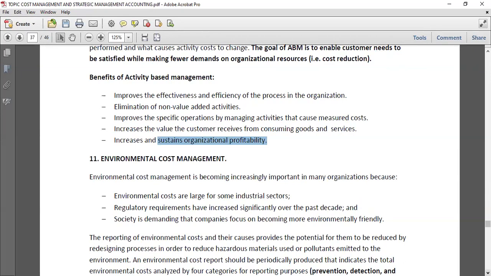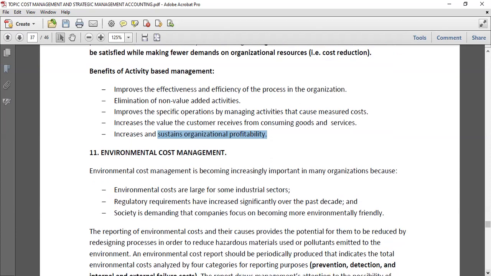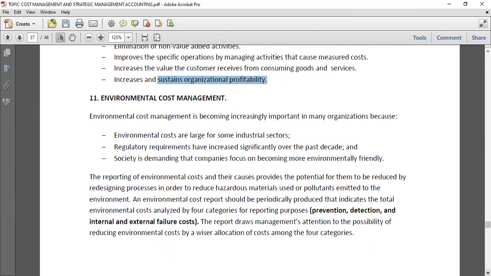So as management accountants, we should also take into consideration that we are accounting for any of these costs, monitoring them, and even looking at a cost report. An environmental cost report is, of course, produced periodically, and this indicates aspects to do with prevention, detection, internal and external failure costs. We looked at this when it came to the quality costs, but these are also common when it comes to the environmental costs.